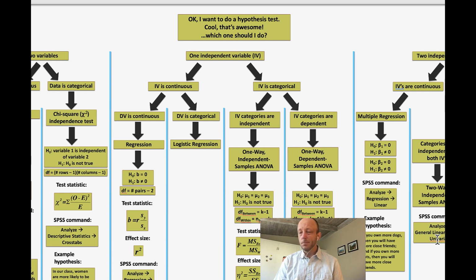Hopefully you're still with me. One way means one independent variable. Easy enough. But the textbooks sometimes drop that terminology in there and you're like, where did this come from? I'm not on a one-way street. Okay, so we've talked a little bit about the one independent variable section here.